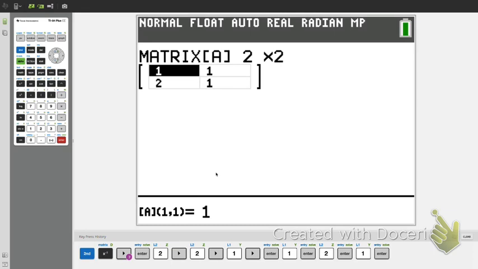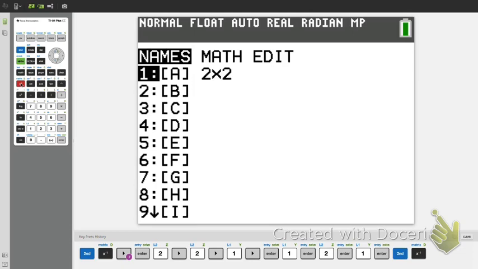Okay. Now I need to make an answer matrix. The only thing that I don't like about the 84s right now is that you're inside the edit thing and you can't get back out of it to go to another one. So the only way to do that is go second and the matrix thing again. Then you have to go back to edit.